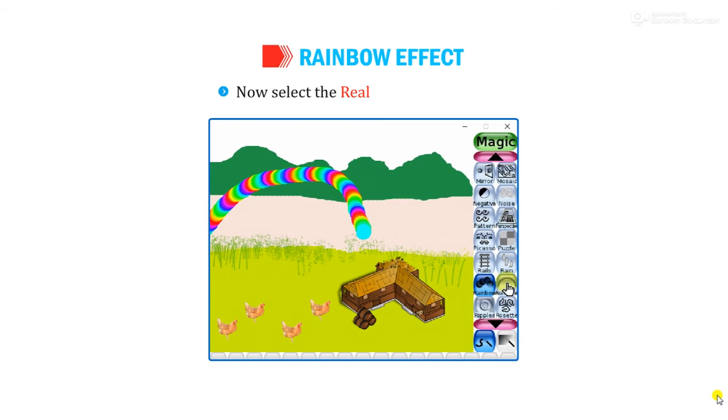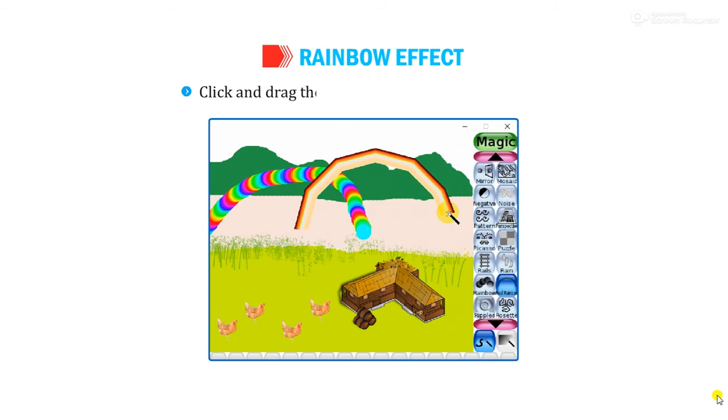Now select the Real Rainbow effect. Choose a single point on the drawing area. Click and drag the wand from one end to the other. Release the mouse and you will see a real rainbow on your canvas.